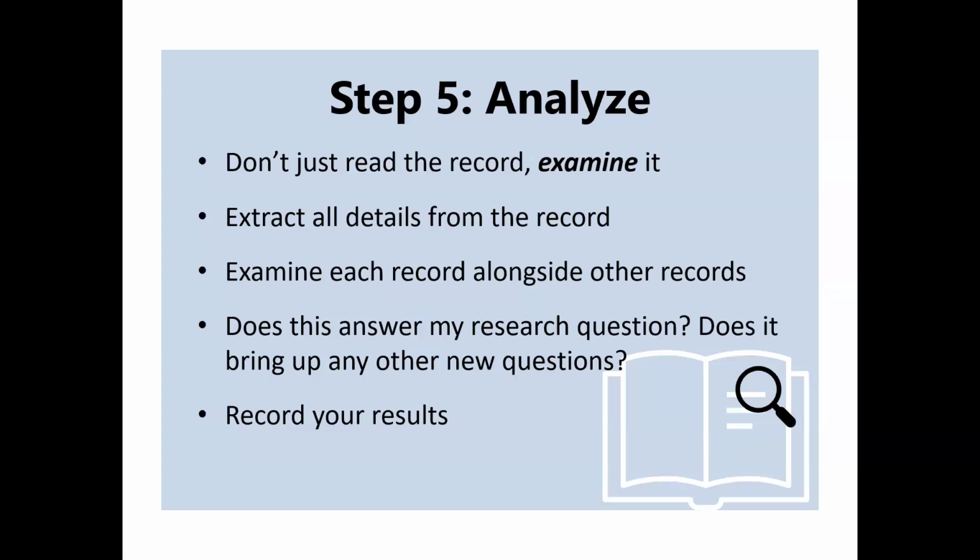And as I mentioned, we are focusing all on analyzing, and that was step 5 of our little rinse and repeat cycle. So you don't want to just read the record. You truly want to examine it. Extract all the details from the record. You want to examine each record alongside the other records you've collected for a particular person. Does the new record answer research questions, or does it bring up any other new questions or possible conflicts between two records? And then you want to record your results.